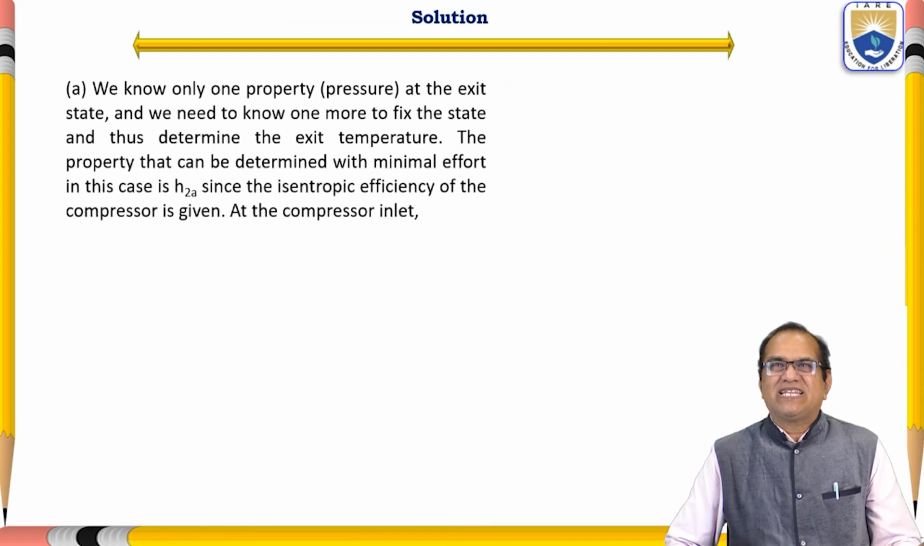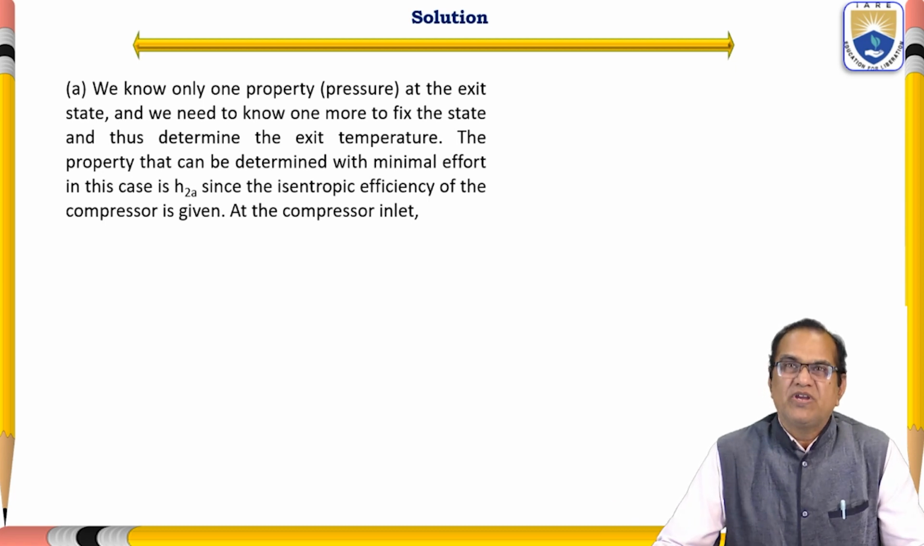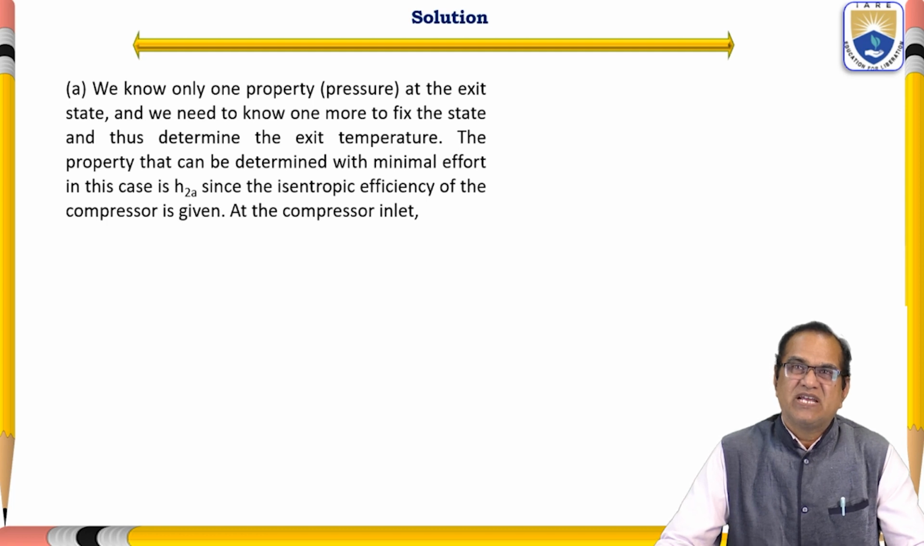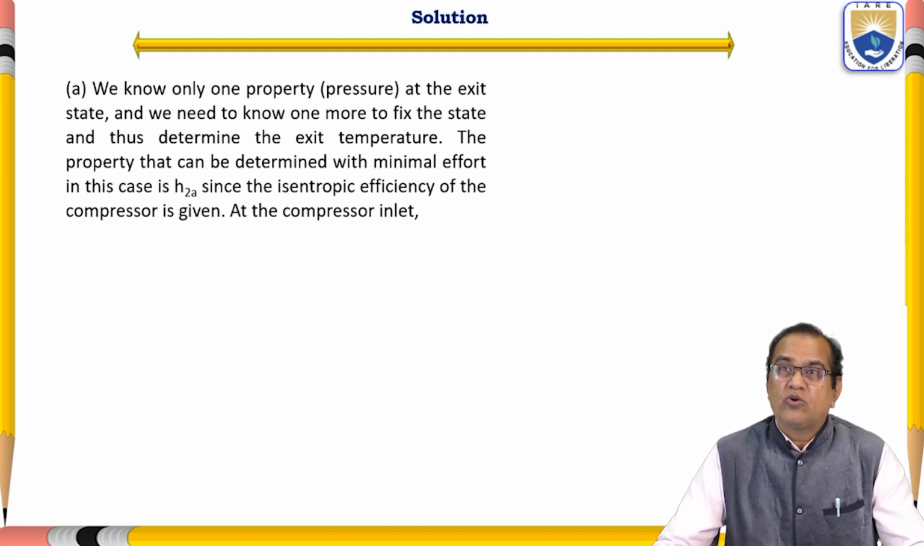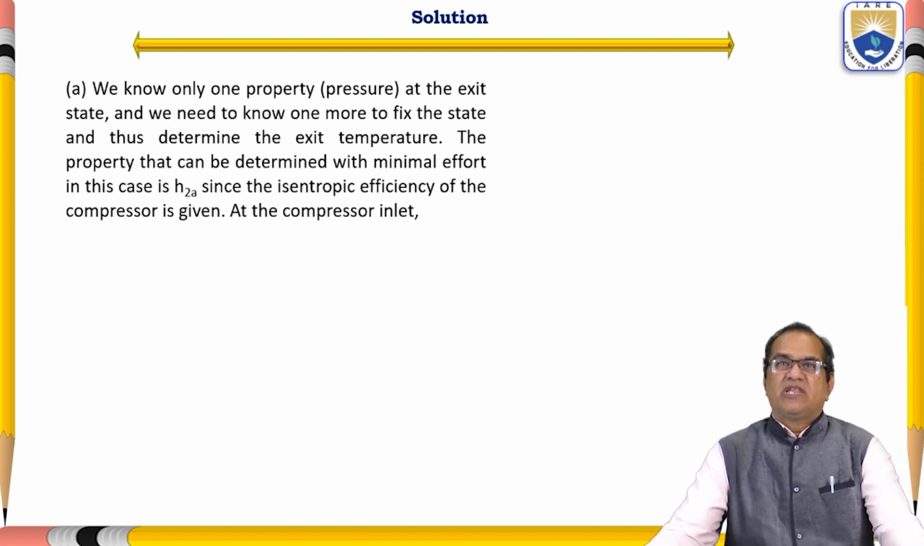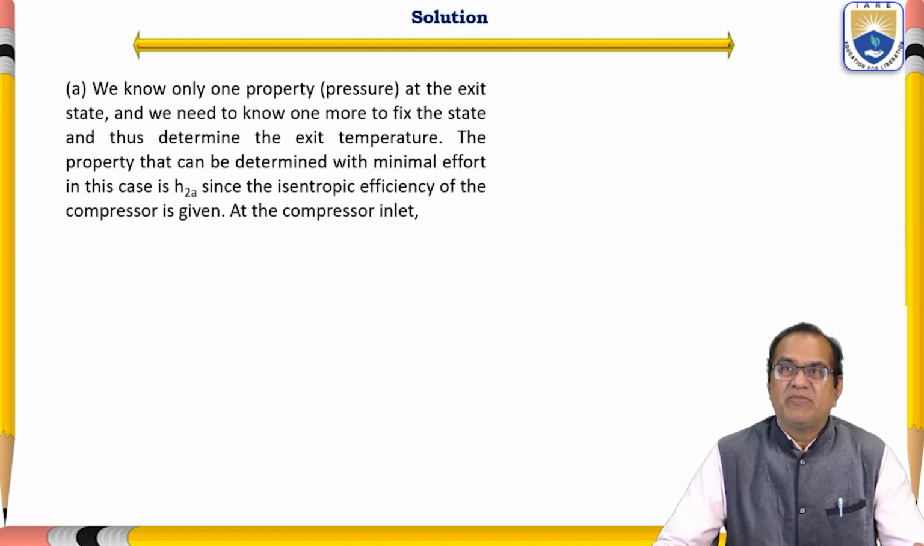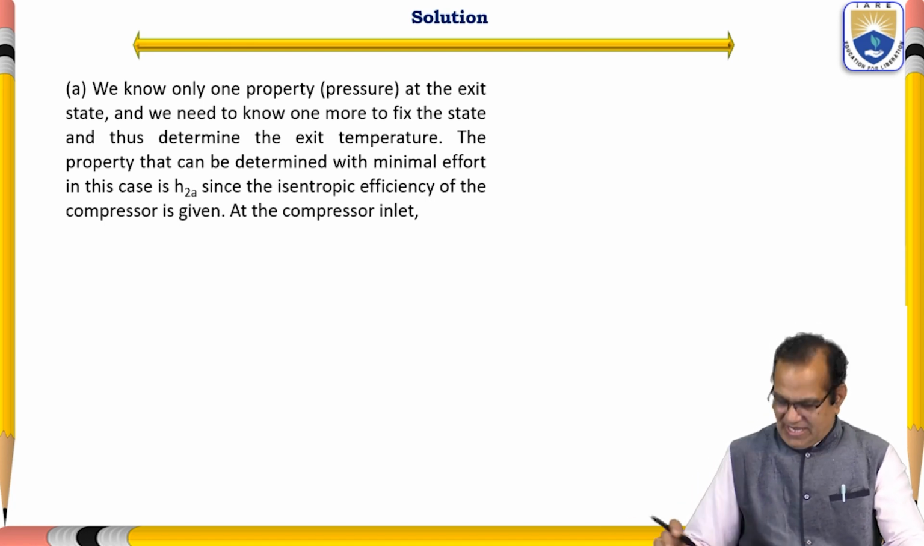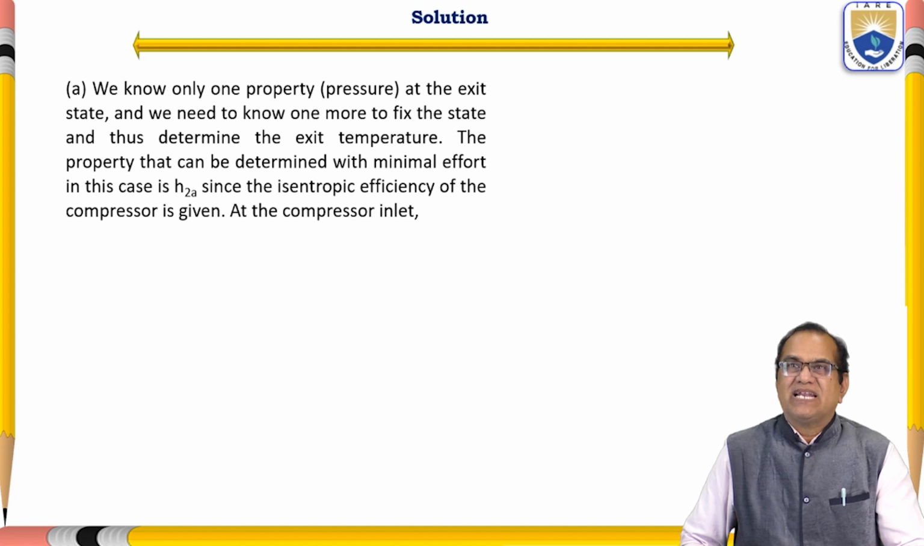So we will see here that we know only one property, that is the pressure at the exit state, and we need to know one more to fix the state, by the state postulate, and thus determine the exit temperature. The property that can be determined with minimal effort in this case is H2s, since the isentropic efficiency of the compressor is given at the compressor inlet.